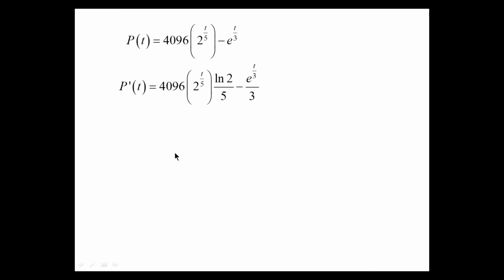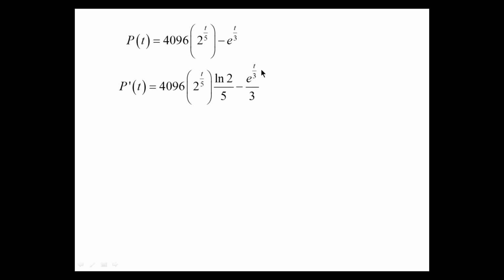Differentiate it, P prime, which means we copy a function times the ln of the base. That's why you see a ln 2 here, times the derivative upstairs here, which is times a fifth. That's why you see this factor here is times a fifth. The whole thing's over 5. Minus, make a copy times a third.